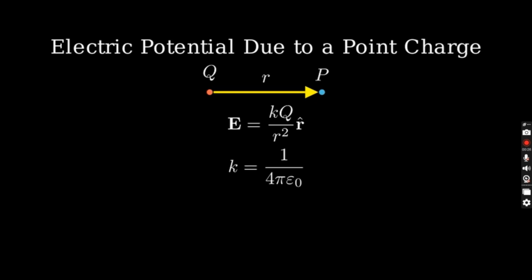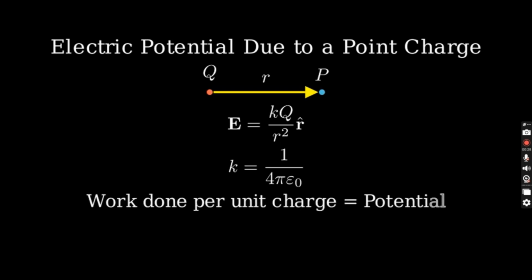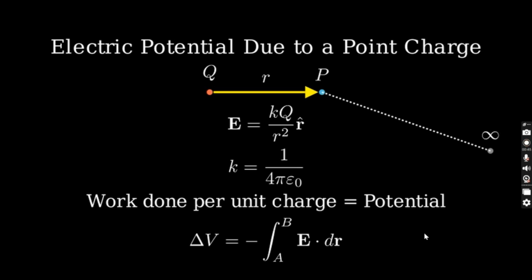To find the potential, we need to calculate the work done per unit charge in bringing a test charge from infinity to point P. The potential difference between 2 points is given by the negative line integral of the electric field. Let's visualize this process. We're bringing a test charge from infinity along any path to point P at distance r. Due to the radial nature of the electric field, we can choose a radial path to simplify our calculation.